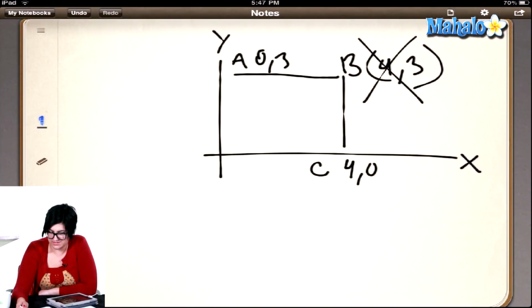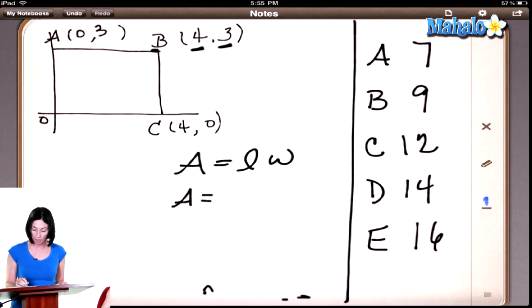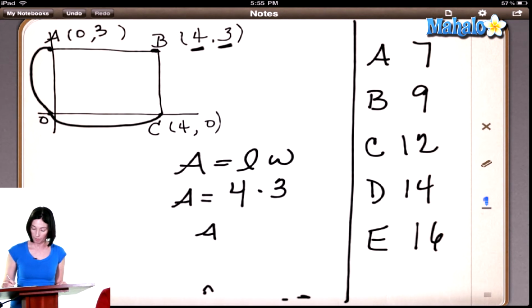Between the x and the y? Okay, so we want to consider going from the origin to point C to be the length, right? Mm-hmm. So how many units is that? 4. Okay, and then the width we're going to call going from the origin to point A. Is that right? Mm-hmm. Okay, and then how many units is that? 3. Okay, and what is 4 times 3? 7. Or I'm sorry, 12. It is 12. Is 12 one of our possible answers? Yes, it is.